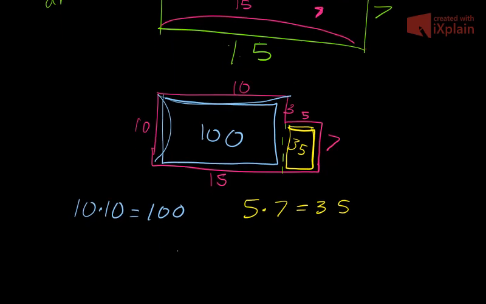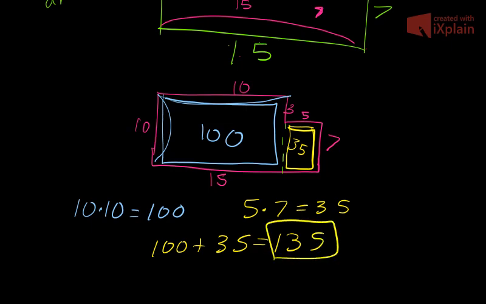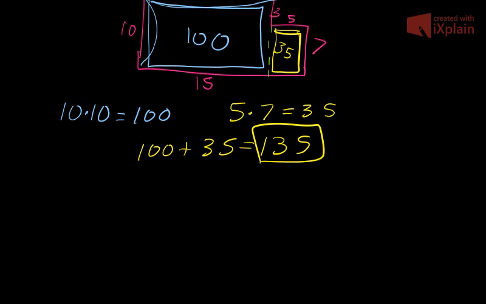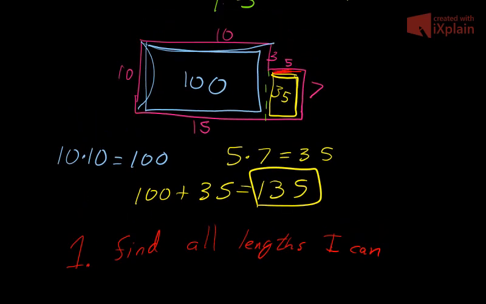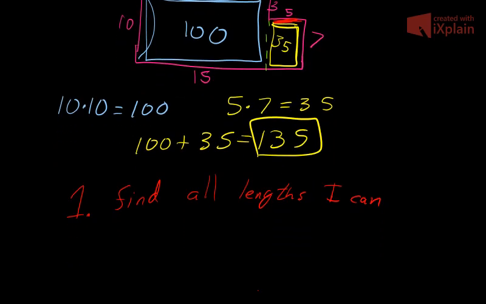To find my total area, I just add back up. 100 plus 35 equals 135. And just like that, I have my area. So let's talk about what we did there. To find my area, I wanted to start off, firstly, by finding any lengths I can. The more lengths I have, the better. Because otherwise I wouldn't have known that I need a 5 here. The only way I knew that was because first I went and found that length.